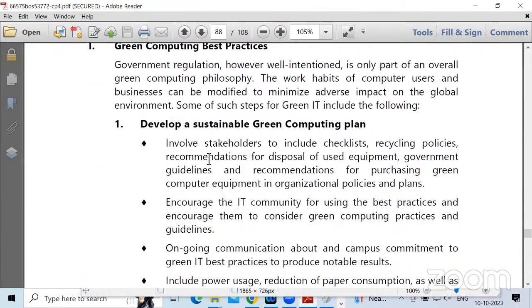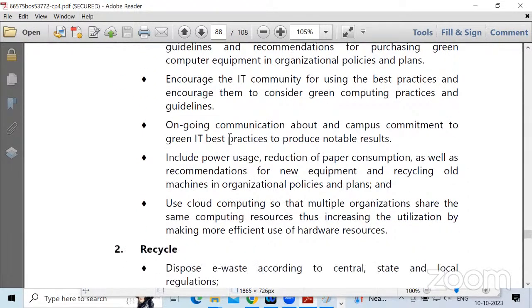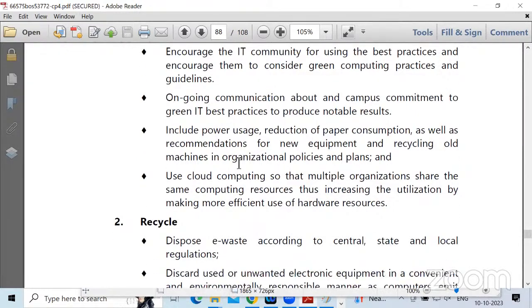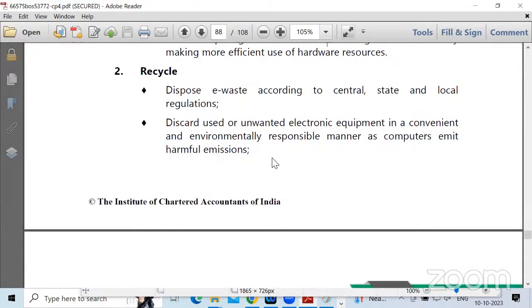So what are the best practices? Number one, develop a sustainable green computing plan. Involve stakeholders, encourage IT companies to use best practices, ongoing communication about campus commitment to green IT, include power usage. Then use cloud computing so that multiple organizations share the same computer resource. That is, instead of purchasing different computers for different departments, you can use a single server for different departments, like that.